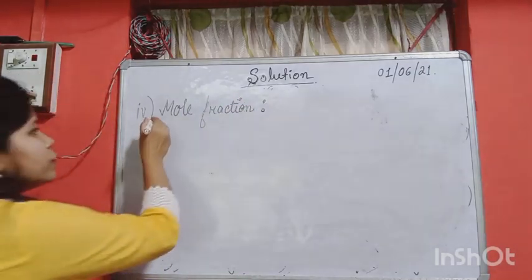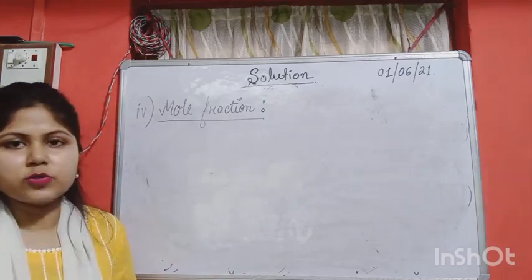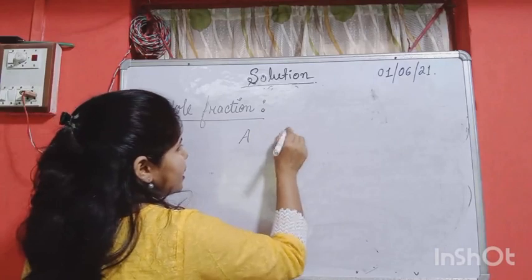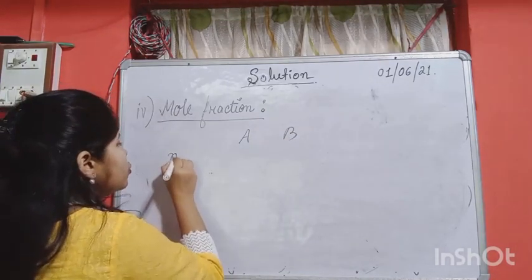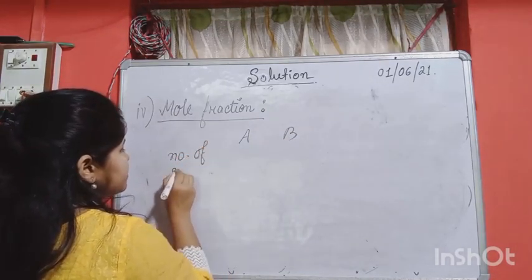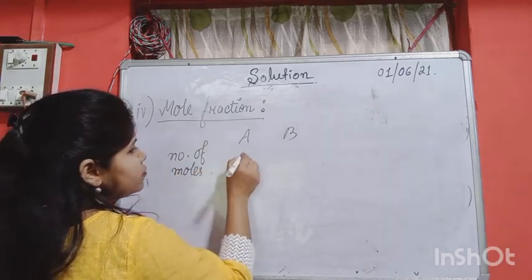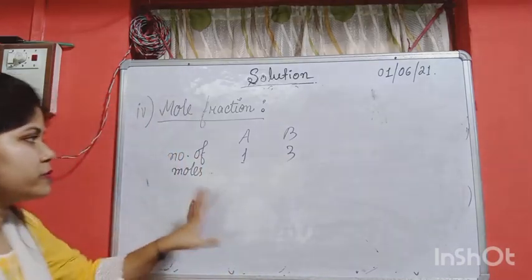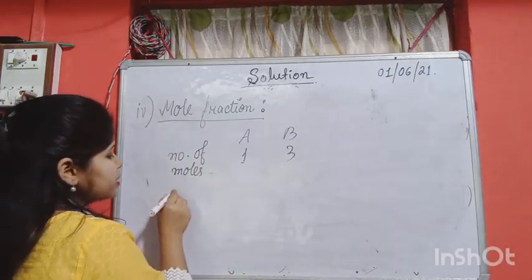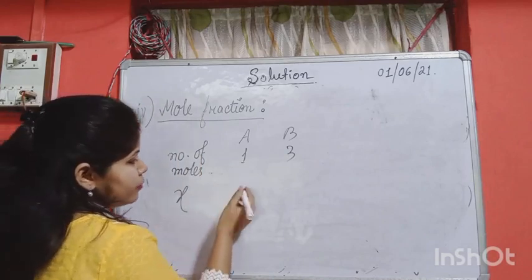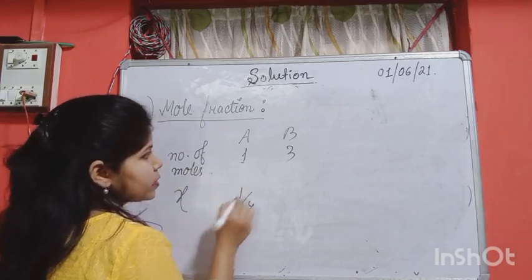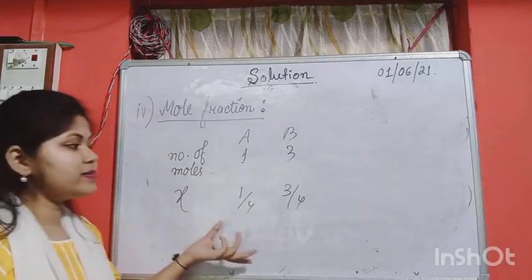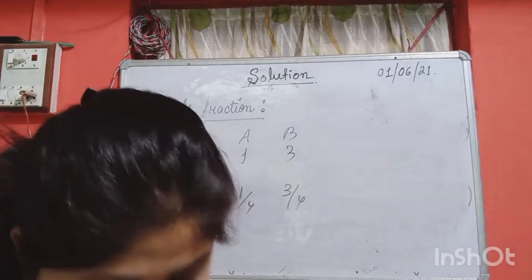Okay. So mole fraction, you all have got it previously also, what is a mole fraction. Suppose I am taking two components, two elements, you can say A and B. So number of moles for A, suppose I am taking it is 1, and number of moles for B I am taking as 3. So for mole fraction we are representing as zeta. So mole fraction for A will be 1 by 4 and for B it will be 3 by 4. Okay. So how am I getting 3 by 4 and 1 by 4? Let us see that.